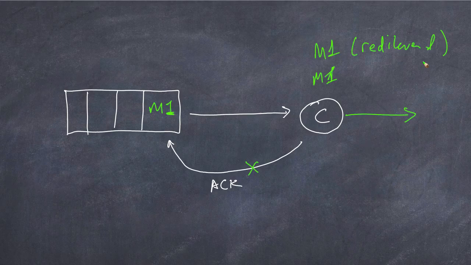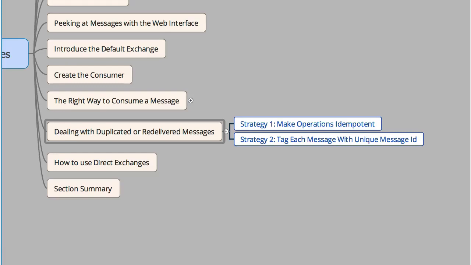And what is the consumer supposed to do? There are two strategies that you can take to deal with the problem of duplicated or redelivered messages. First strategy is to make the operations idempotent. What this means is even if you get the messages again, the operation will result in the same outcome. Second strategy is to tag the messages with a unique message ID such that the consumer can check to see if that message ID has already been processed. Those are the two strategies I would recommend for dealing with redelivered messages.